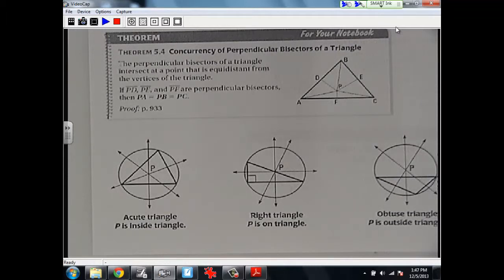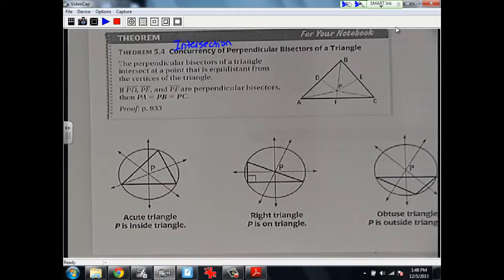Concurrency of perpendicular bisectors of a triangle. What does concurrent mean? Raise your hand and tell me. Concurrency basically means just the fact that they intersect. Concurrency of perpendicular bisectors is really saying the intersection of perpendicular bisectors. Make sure you get that down because you can use this. Concurrency just means the intersection.